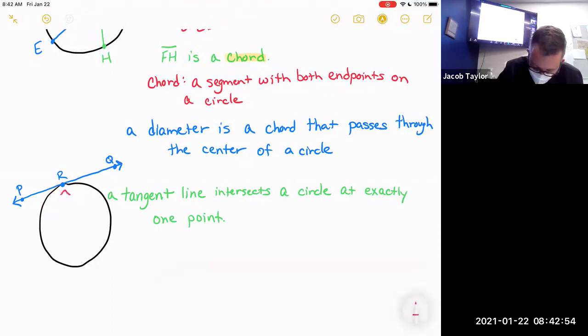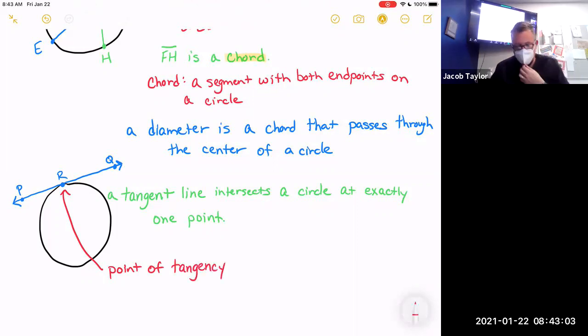R, and we have a special name for R. It's called the point of tangency. I say close because since a tangent line intersects once, it is a point of intersection. But we want to be very specific that it's a point on a tangent line. So we call it a point of tangency. But you're right, it's where it intersects the circle. You're giving me the definition that a normal English-speaking person would say, and I'm giving you the definition that a psychotic math person would give.